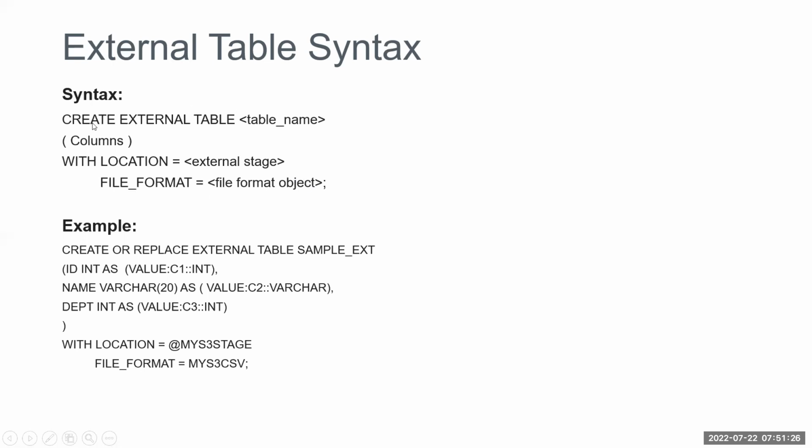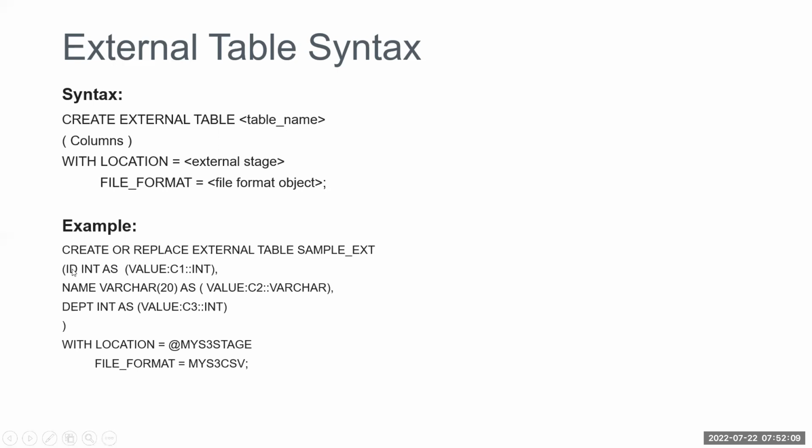It's a simple syntax. Create external table, table name, and we have to specify the columns, with location equals the stage name, and the file format object name. If you see one example here: create or replace external table, and I'm giving the name as sample_external. Here, how you mention the metadata is important. Suppose I have multiple columns in the file in the external stage. So how do we mention that?